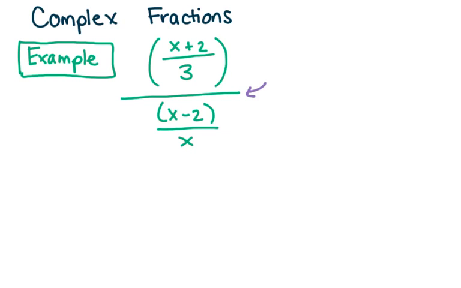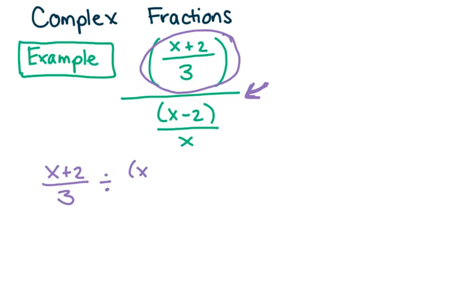And so I'm going to rewrite this problem just so that it doesn't look so crazy. So I'm going to put the numerator first. So x plus 2 over 3. Remember that a fraction is just dividing. So instead of writing this like long division bar that's here, I'm just going to write a division symbol. And then divided by x minus 2 over x.